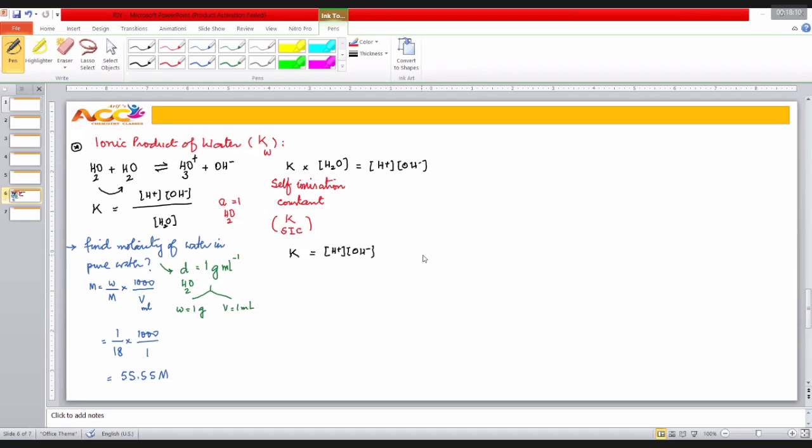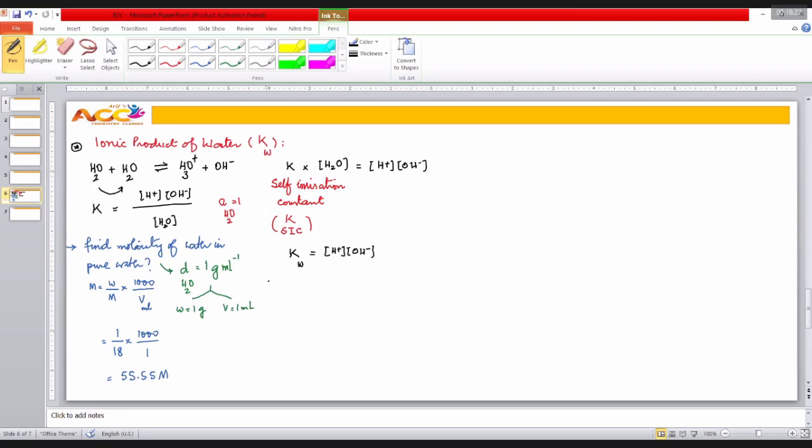Now this is known as Kw. Once you understand the word Kw, the question comes: sir, what is actually Kw? It is also a type of equilibrium constant. It depends upon nature and temperature.